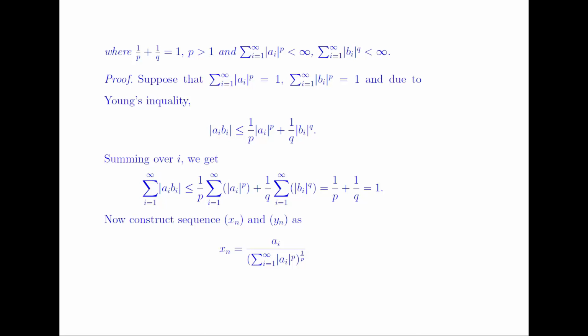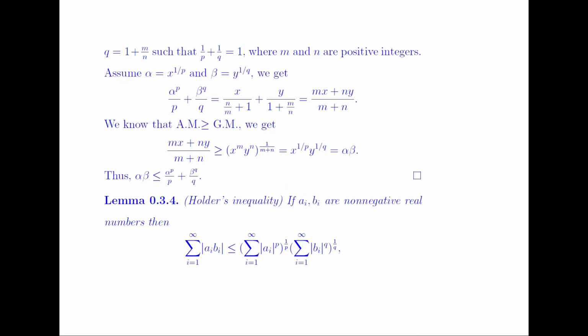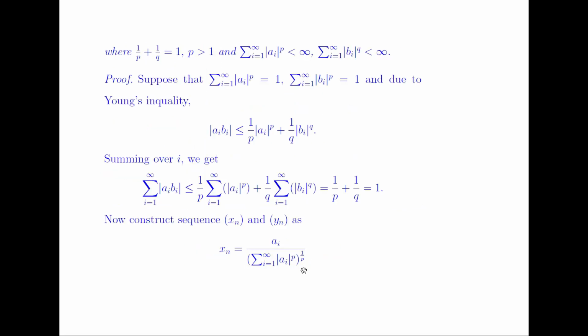So the next result is based upon Holder's inequality. So what is Holder's inequality? If ai and bi are non-negative real numbers, then the summation of modulus of ai bi over i is less than or equal to the summation of ai power p, whole raised to power 1 by p, into the summation of modulus of bi power q, whole raised to power 1 by q, over the i's. And 1 over p plus 1 over q is equal to 1, where p is greater than 1, and the series are absolutely convergent, like summation of modulus of ai power p is less than infinity, and summation of modulus of bi power q is less than infinity.